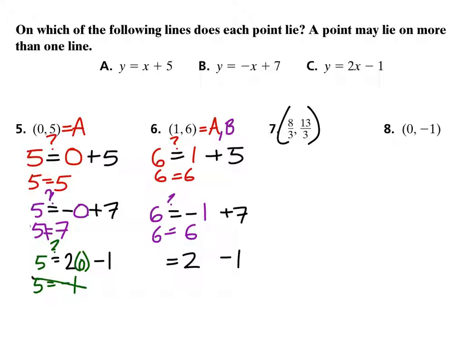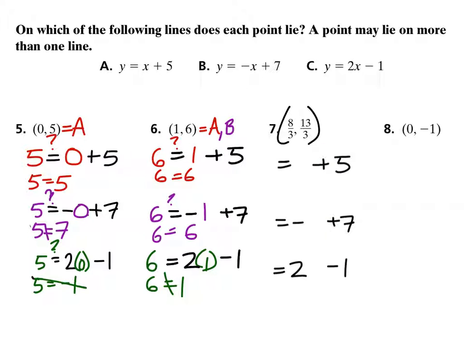Let's check line C finally. So x is 1, y is 6. This would be 6 equals 1, which is not true. So the point 1, 6 is not on the line y equals 2x minus 1.